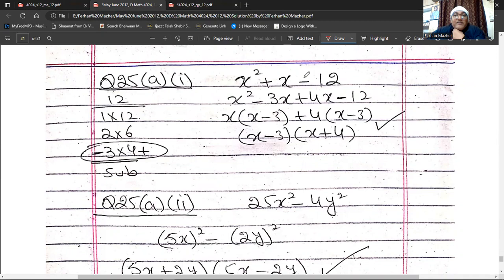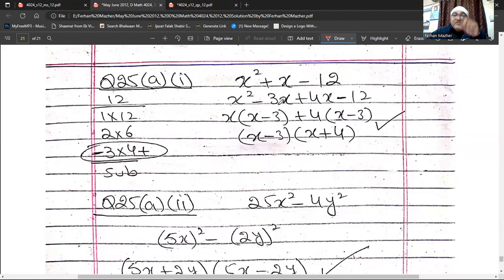Because the third term has a negative sign, I will write here subtract. I'm looking for that pair which by subtraction will give me plus 1. Because you want plus 1, with the larger number I will put plus, and with the smaller number I will put negative. So minus 3 and plus 4. I will do the midterm breaking here: x squared minus 3x plus 4x minus 12.